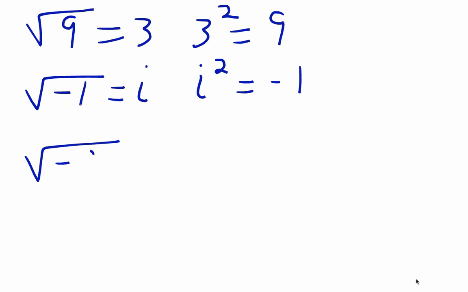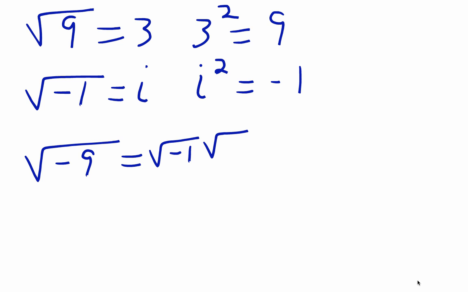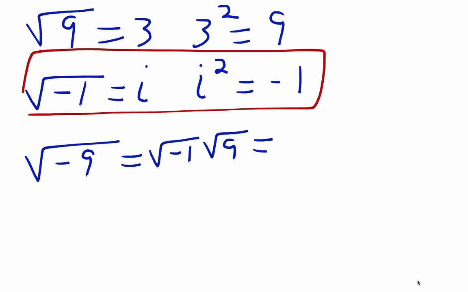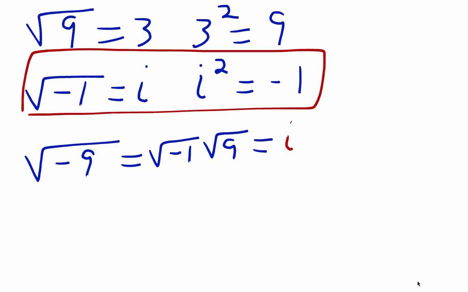So let's say we had the square root of negative 9. That means it's the square root of negative 1 times the square root of 9. And we know from up here, and you should remember these two things, they are very important: the square root of negative 1 is i, and the square root of 9 is 3, so my answer would be 3i. Now you can write it either way, but usually the number comes first as a coefficient.